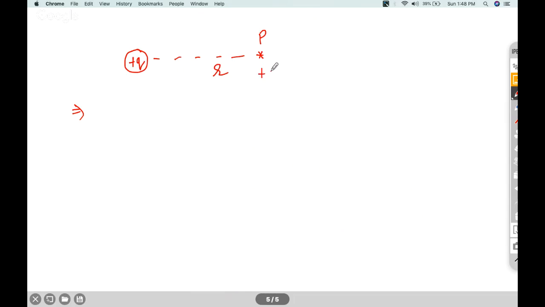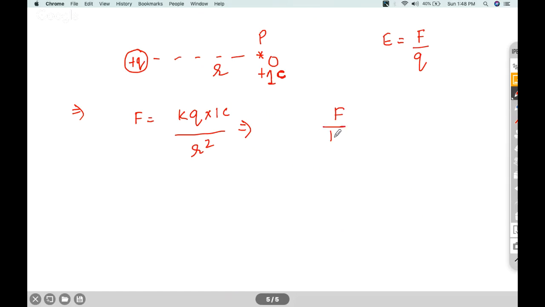So we keep a 1 coulomb charge over there. I told you that electric field is force applied per unit charge. Per unit charge means if I keep a 1 coulomb charge, which is also known as a unit charge, the force applied would be equal to kq into 1 coulomb divided by r square. If I divide this force by 1 coulomb, it is equal to kq divided by r square. So force per unit charge is known as electric field. So electric field is kq by r square.